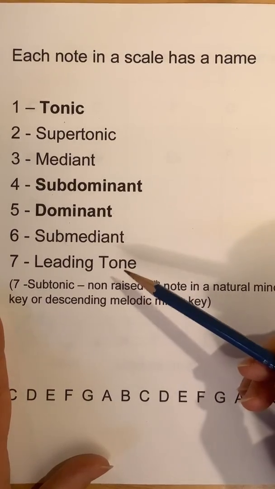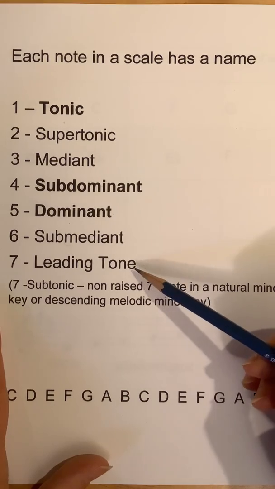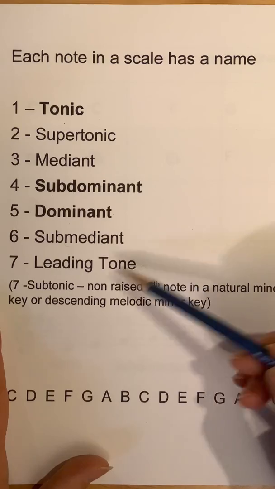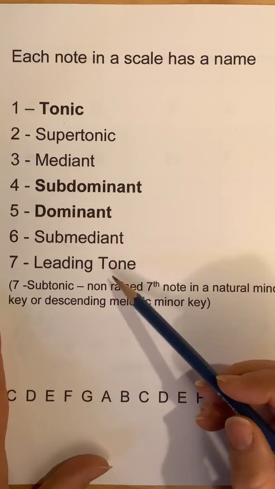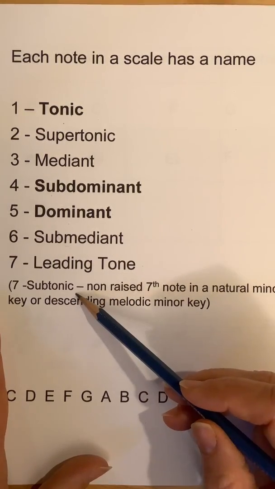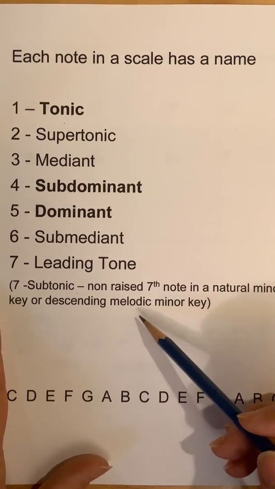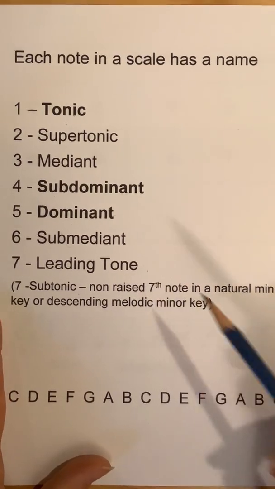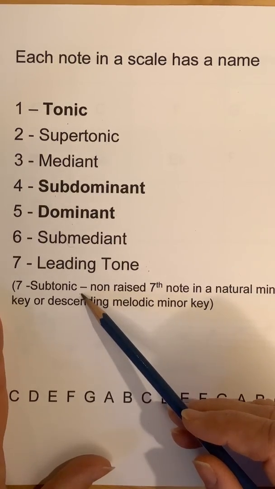Now, this one is important. The seventh degree of a scale is a leading tone. And that means that it's a half step away from the tonic. Now, I talk about this in another video, but if it's not raised in a minor melodic scale descending or natural minor scale, then it's called a subtonic. If you haven't come across that yet, just keep that in your mind. So generally the seventh degree of a scale is a leading tone, but sometimes it's a subtonic when it's not raised in a minor type scale.